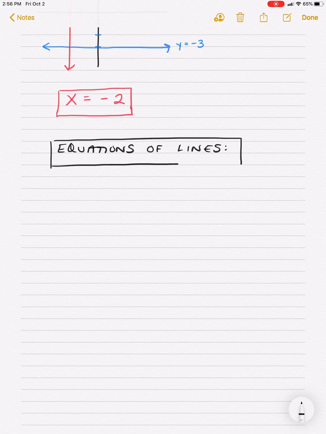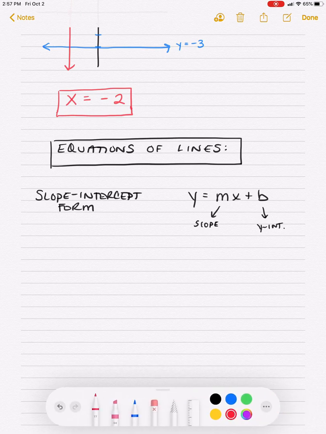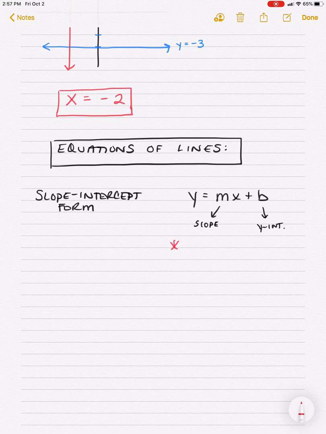Okay, equations of lines. The first one is going to be your slope-intercept form. And this one is the one I feel like most students are comfortable with leaving Algebra 1. This is your y equals mx plus b, where the m is your slope, right? And the b is your y-intercept. This form is good for graphing, okay? It's good for graphing equations of lines.